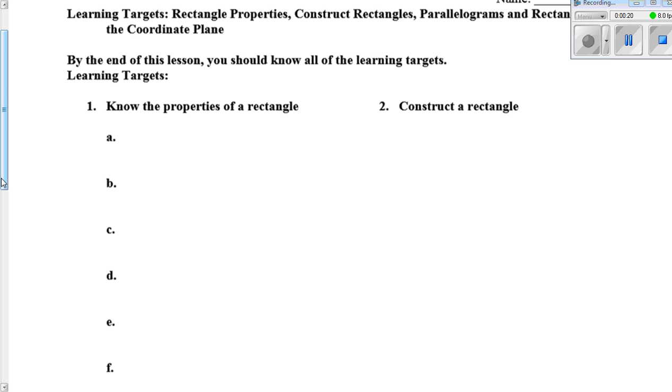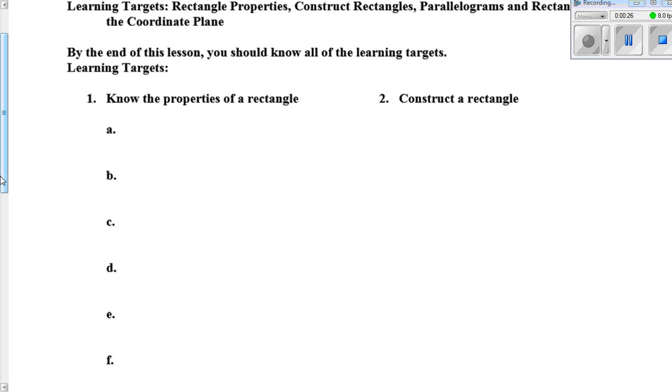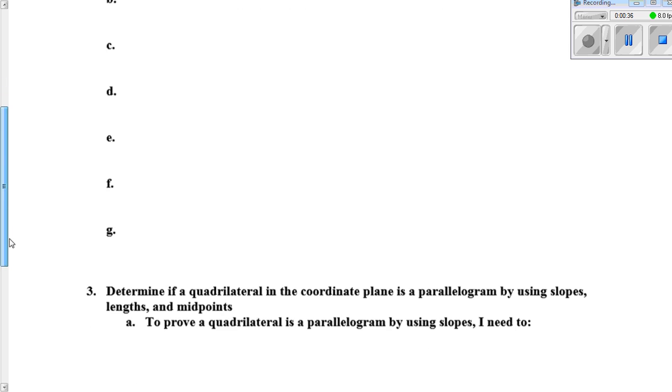So this is something that you will be filling in after you do the practice in class or whenever your teacher instructs you to. So you'll see that after this lesson, you're going to be able to identify the properties of a rectangle, what makes a rectangle a rectangle. You'll also be able to construct that, and you'll be doing that lesson in class.